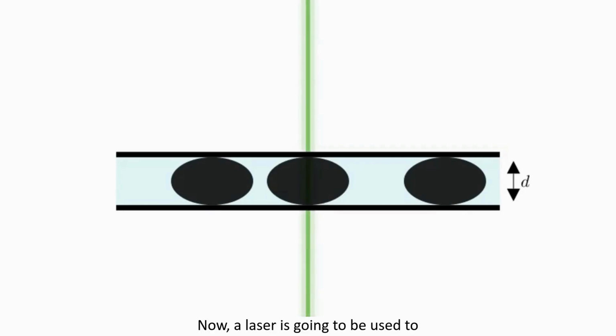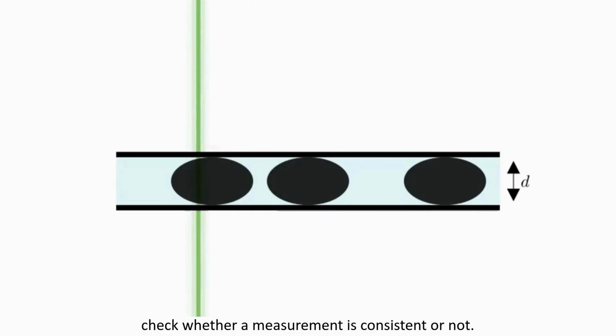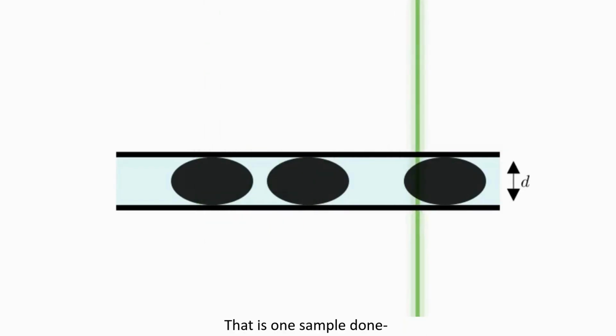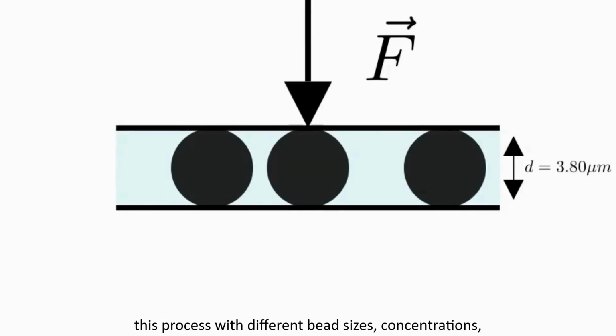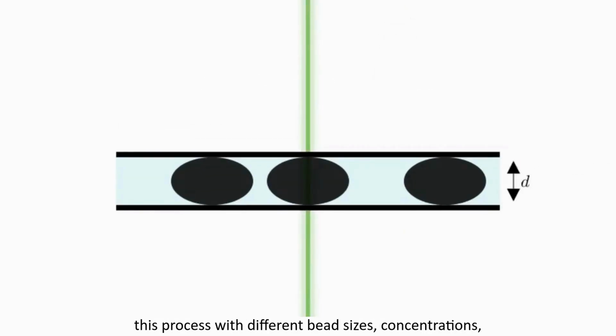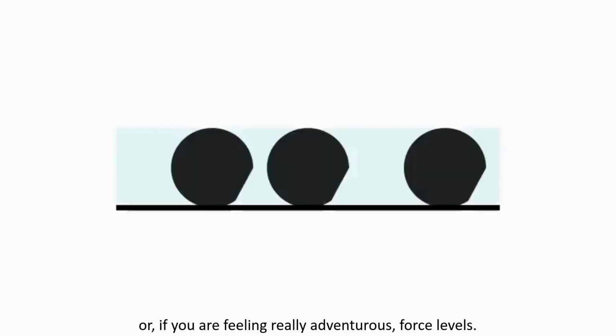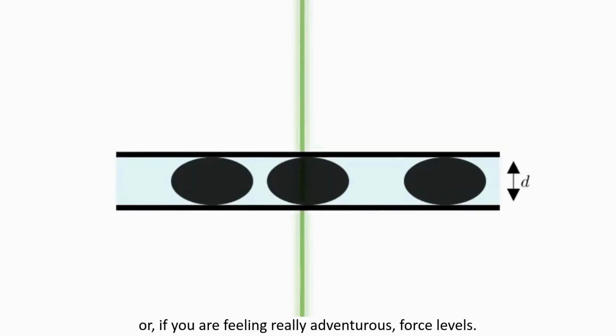Now, a laser is going to be used to measure the distance between the two glass plates. Shine the laser through the sample and gently move it around to check whether the measurement is consistent throughout. That's one sample done, but to get reliable data, you will need to repeat this process with different bead sizes, concentrations, or if you're feeling really adventurous, force levels.